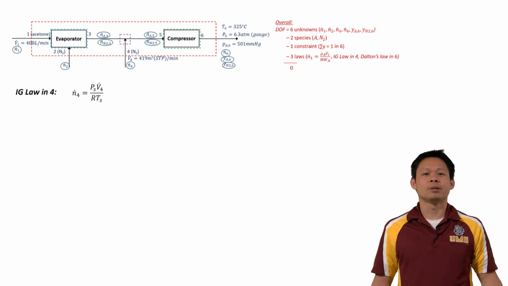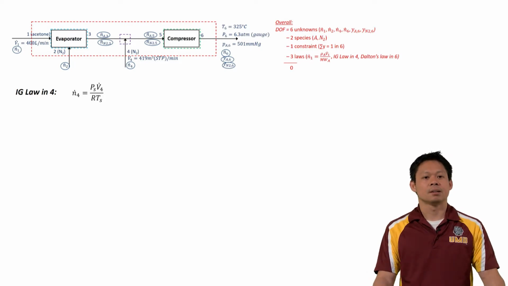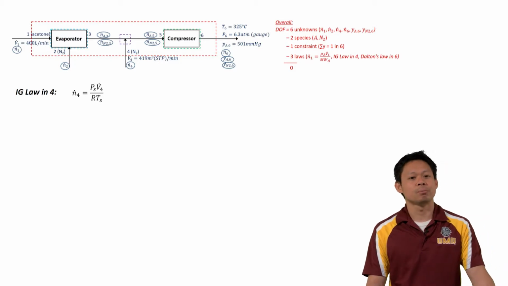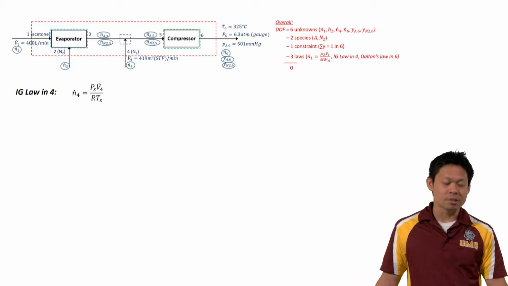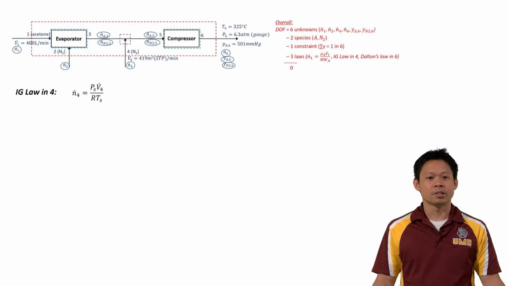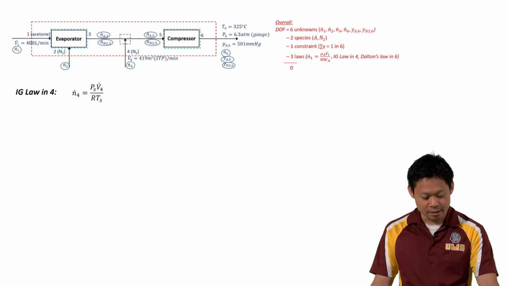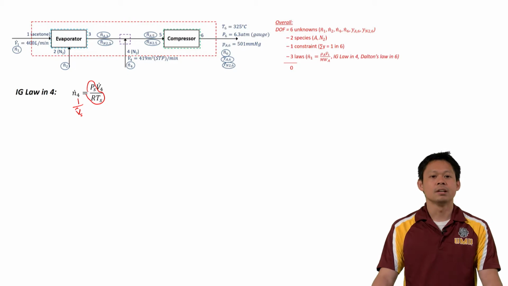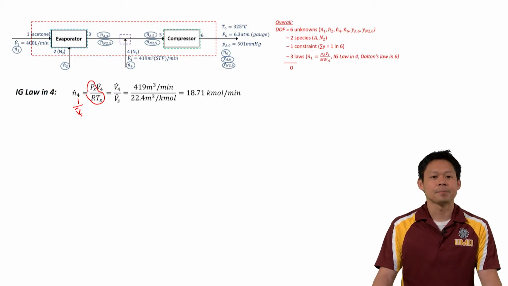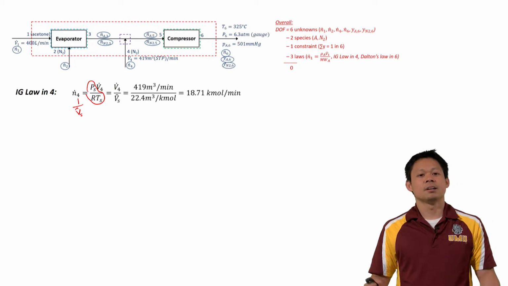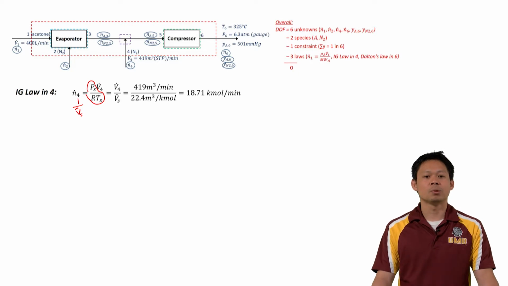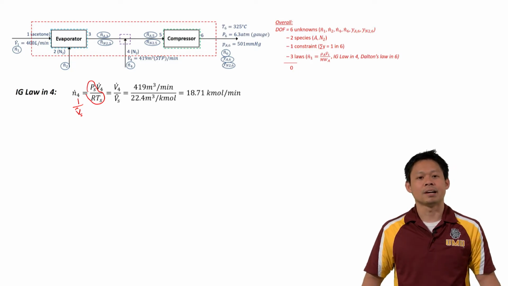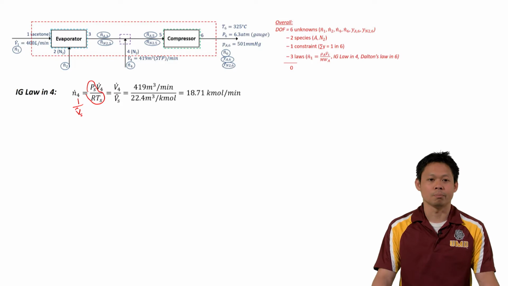So we'll start with our ideal gas law. In this case, we know that it is at standard temperature and pressure, so we could put in 1 atmosphere and 0 degrees Celsius, or you could recognize that this quantity down here is essentially your 1 over V hat S, right? Our specific molar volume at standard conditions. So you can do that replacement over there, and in that case it's easier, 22.4 meters cubed per kilomole, and we can calculate our N4 as 18.71 kilomoles per minute.